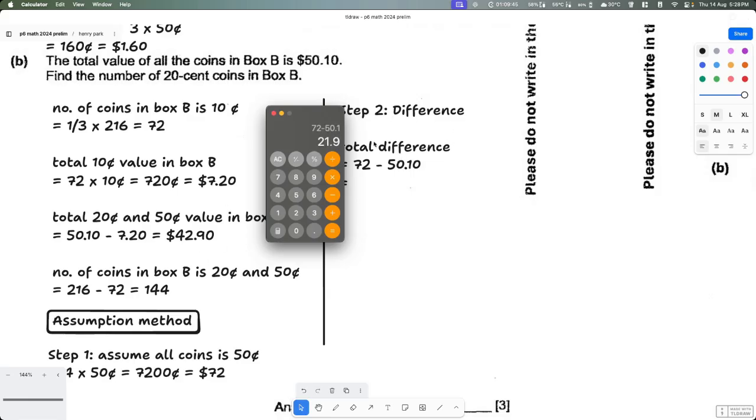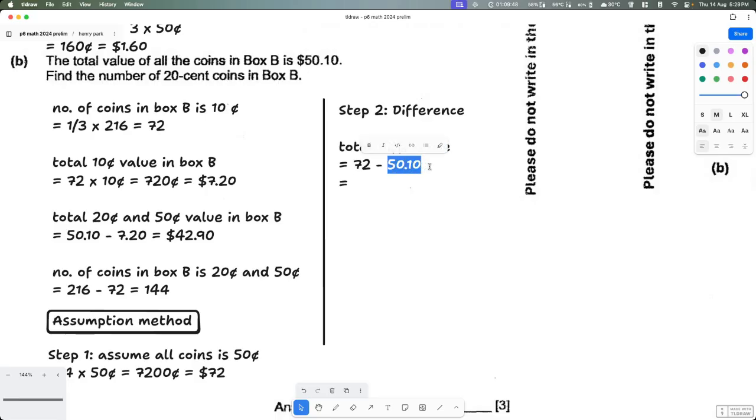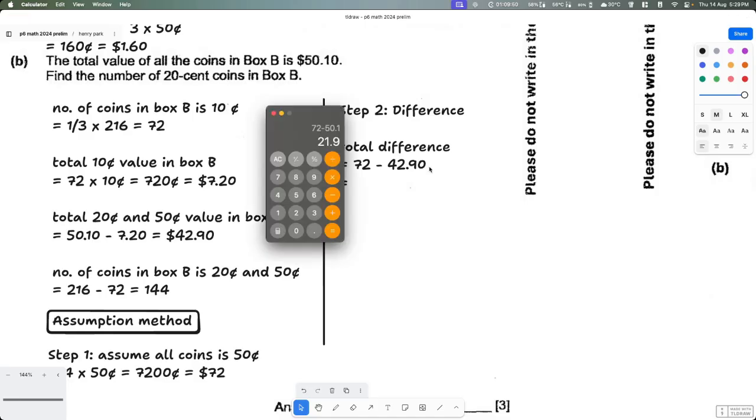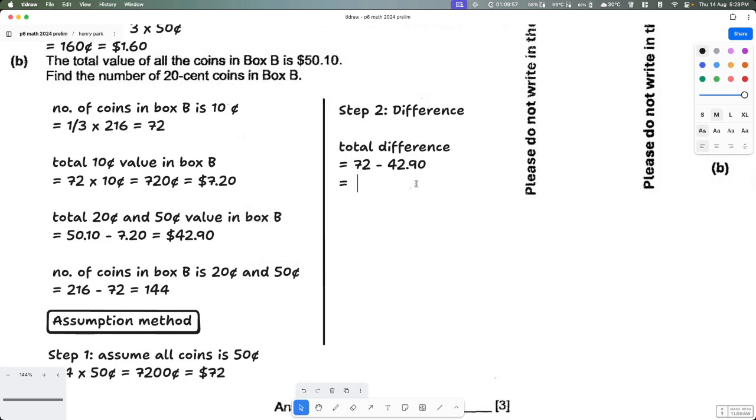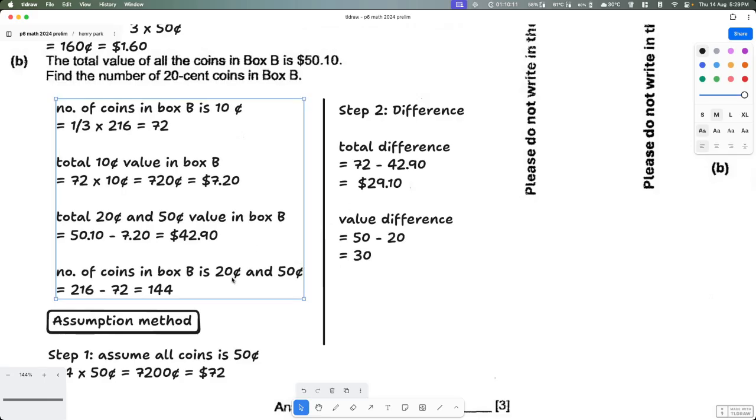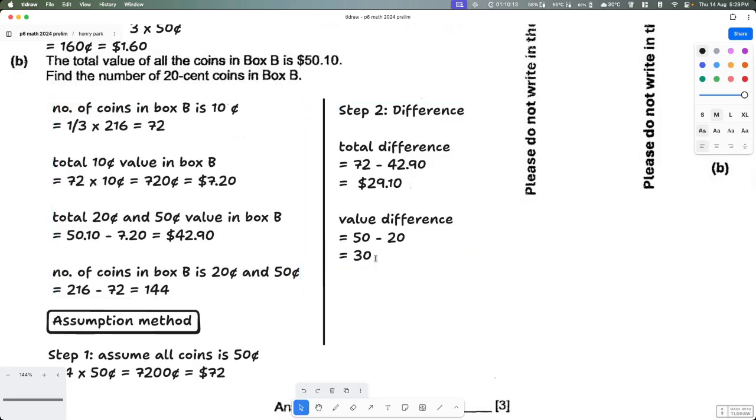Sorry, $42.90, not this. So 72 minus 42.9 will give you $29.10. And also the value difference is equal to 50 minus 20, which is 30 cents. I'm just going to write cents, all equal to $0.30.